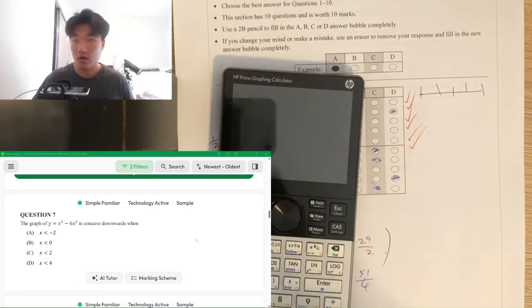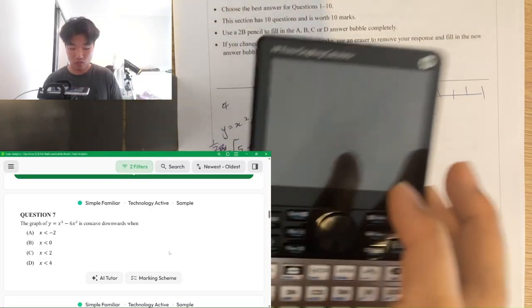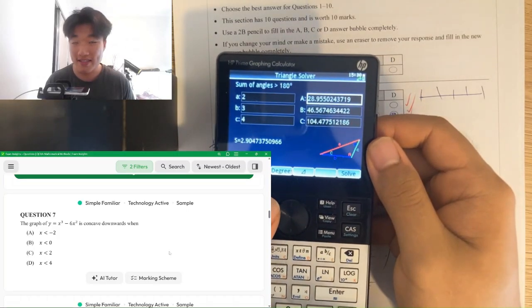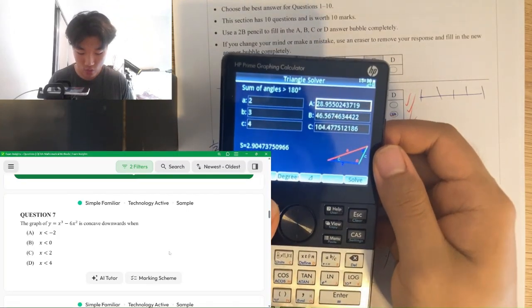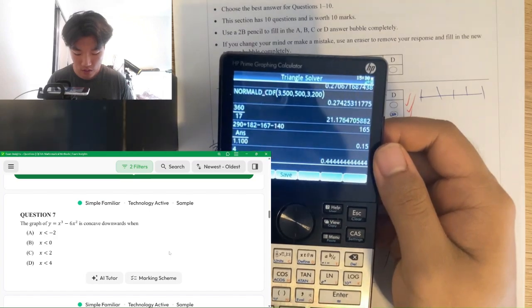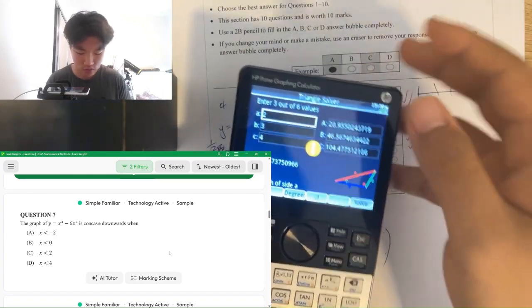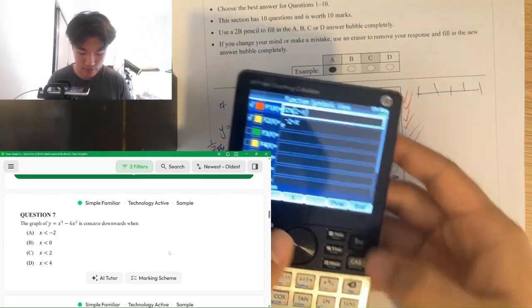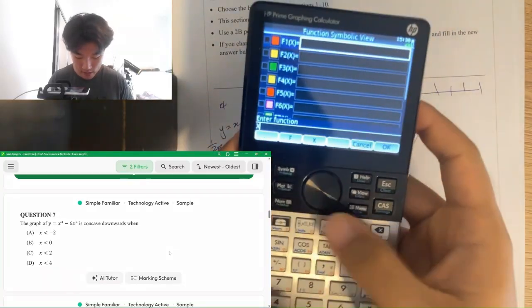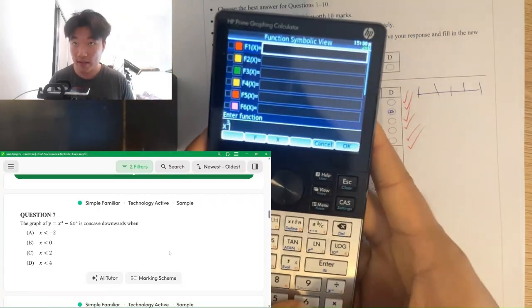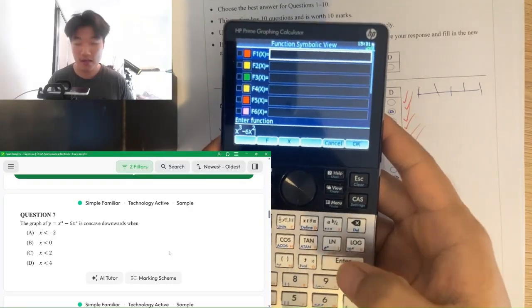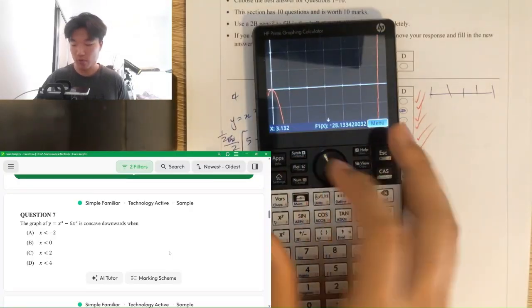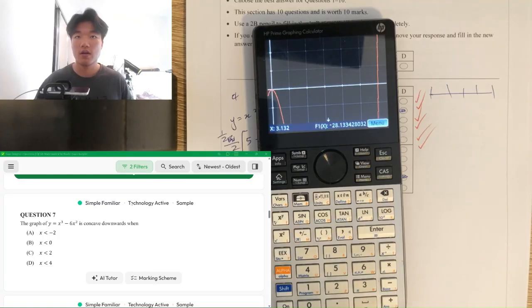The graph of y equals x cubed minus 6x squared is concave downwards. When is it concave downwards? Well, guess what? You could work out the second derivative. Or, instead, you could graph it. Yeah, that's exactly right. You can graph it, plot, and see when it is concave downwards.